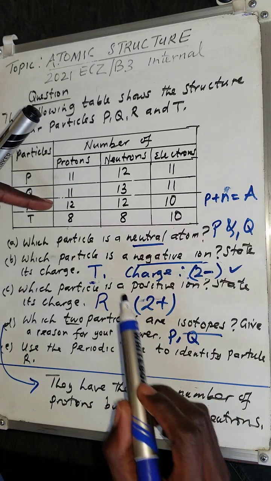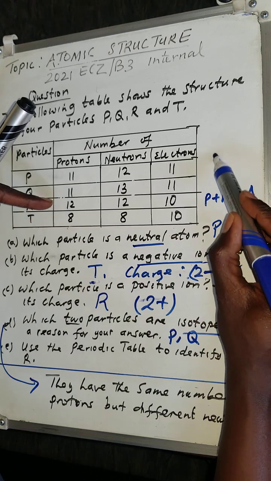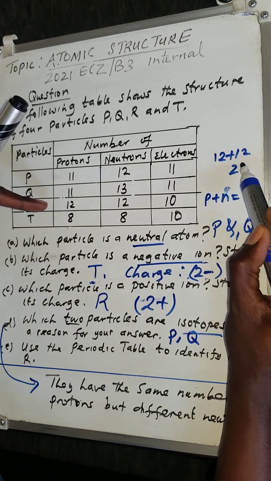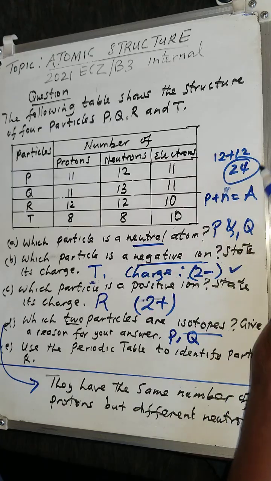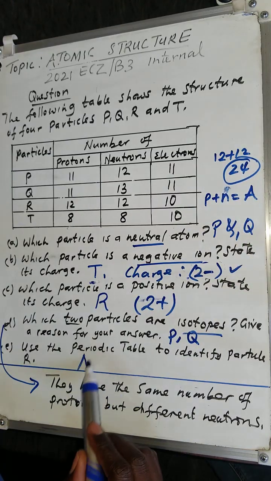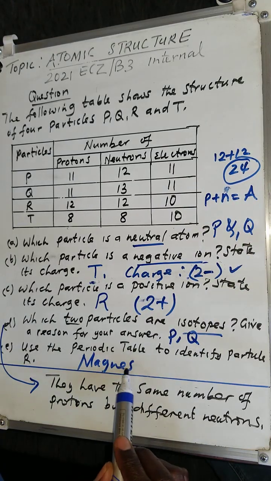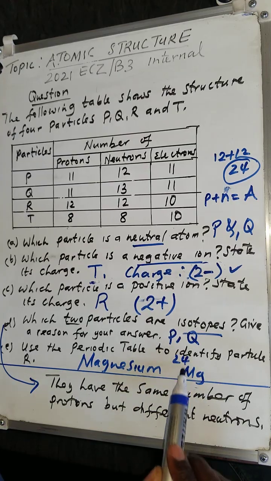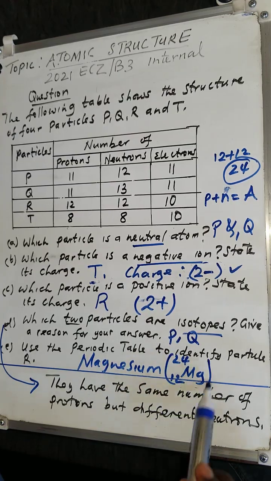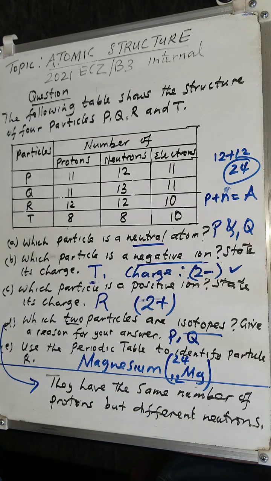So when I add, in this case, protons and neutrons, it is going to be 12 plus 12, which gives me 24. When you go to the periodic table, the element which has a relative atomic mass of 24 is simply magnesium. So magnesium, Mg, on top it has 24 and the proton number 12. So magnesium was simply the element that they wanted you to look at.